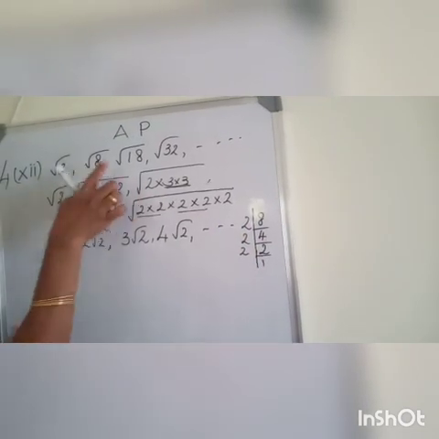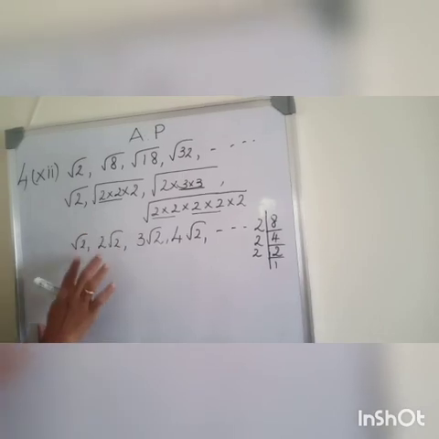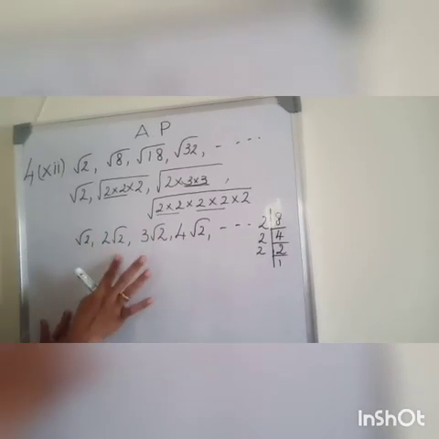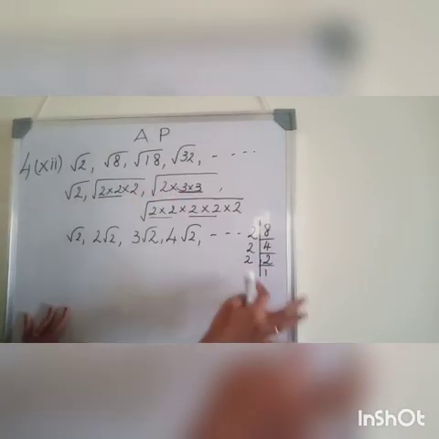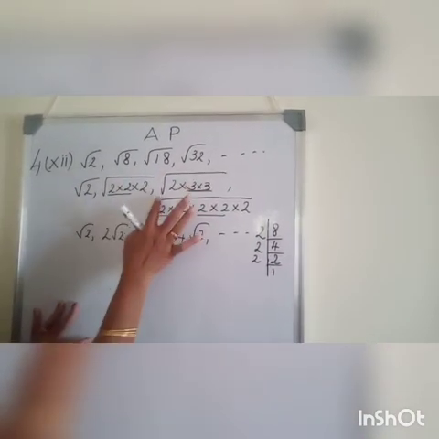So root 2, root 8, root 18, root 32 can be simplified as root 2, 2 root 2, 3 root 2 and 4 root 2, etc. See this factorization you can work out here and write it here. How will you get this?